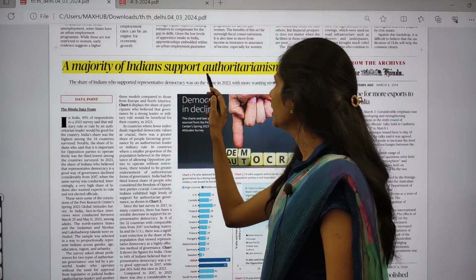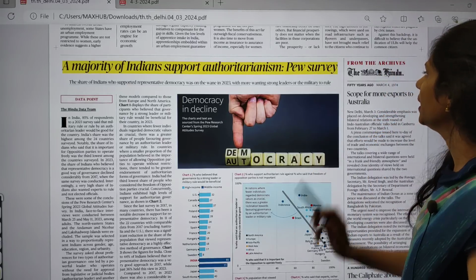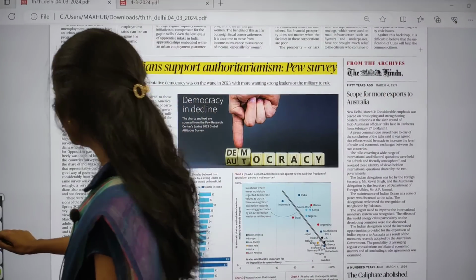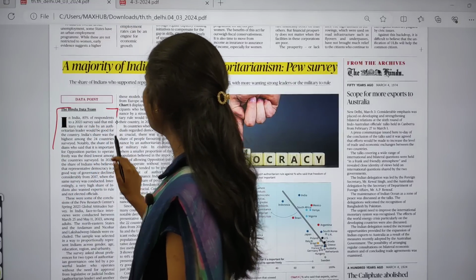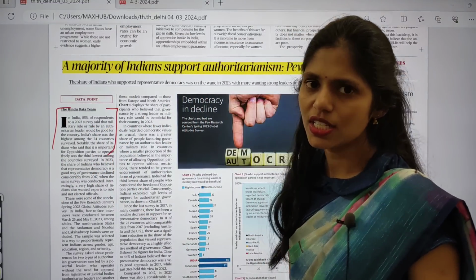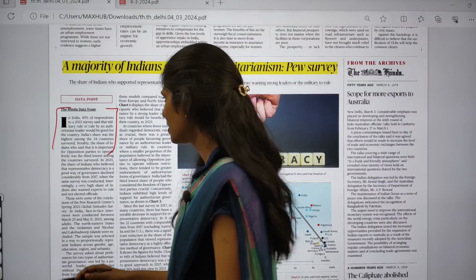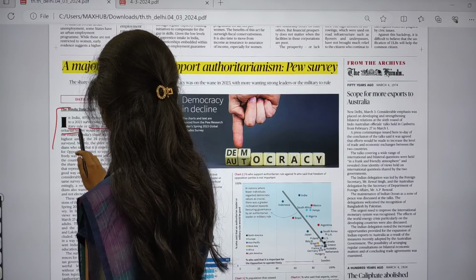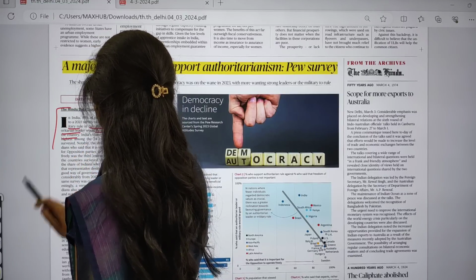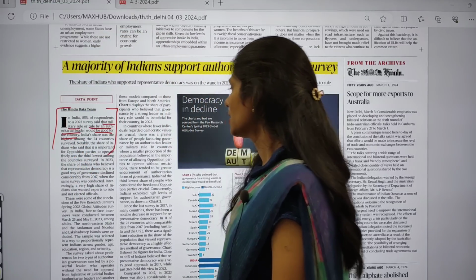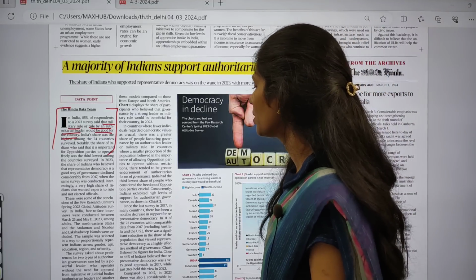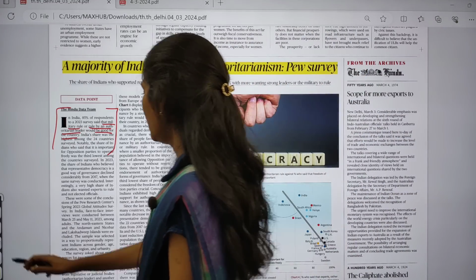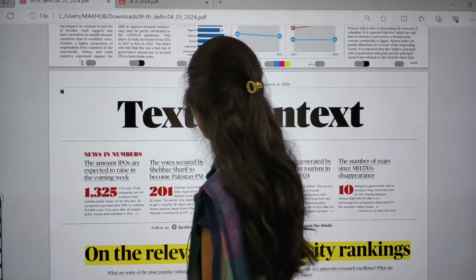A majority of Indians support authoritarianism, says Pew survey. So here it says that in India, about 85% of respondents to the 2023 survey said that military rule or rule by an authoritarian leader would be good for the country. So this is the thing which is mainly said: they don't want democracy, they want autocracy. Yeah, that's it. And now let us move on to the next page.